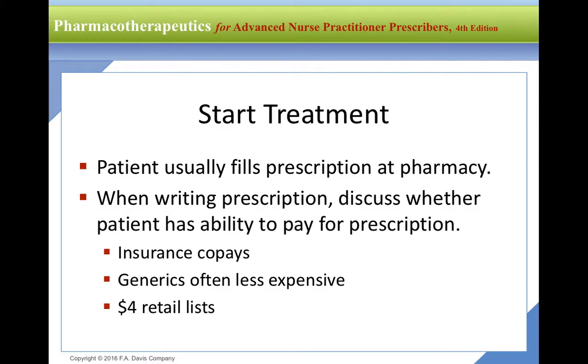There's a mention on here of $4 retail lists. Those do change all the time. It's based on, obviously, the cost of the medication to the pharmacy, but they're a great resource. If you've got a pharmacist that you work with a lot, you can have them send over their $4 list or free medications at Publix quarterly. It's a great thing for your patients to have the opportunity to use.